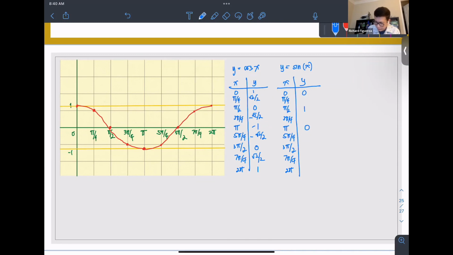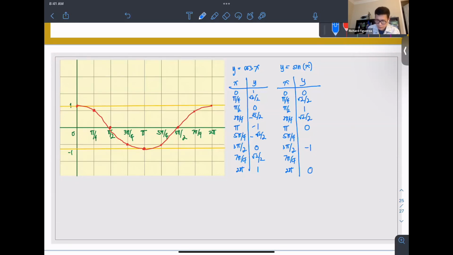So sine of 0 is 0, sine of pi all over 2 or 90 degrees is 1. Sine pi or 180 degrees is 0. Sine 3 pi all over 2, that is sine 270 degrees, which is negative 1. And sine 2 pi is 0 as well. And then our pi over 4 is the square root of 2 over 2. 3 pi over 4 is the same, square root of 2 over 2. So 5 pi all over 4 and 7 pi all over 4, those are the negative square root of 2 all over 2.